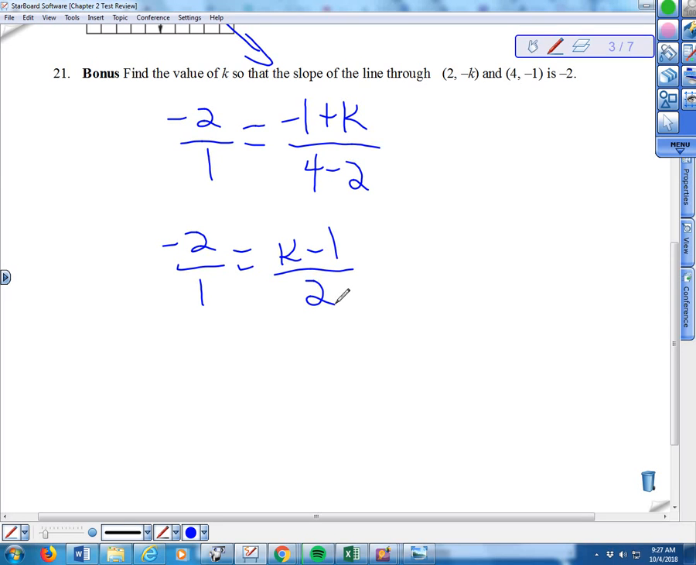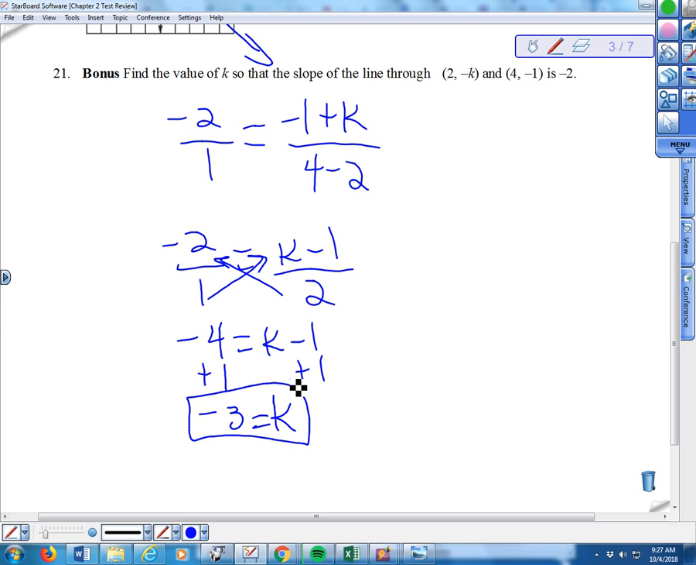Now I just cross multiply and I get negative 4 equals k minus 1. Add 1, negative 3 equals k. So if k is negative 3, the slope of that line is negative 2. When I did mine, I think I got negative 5. I don't know.